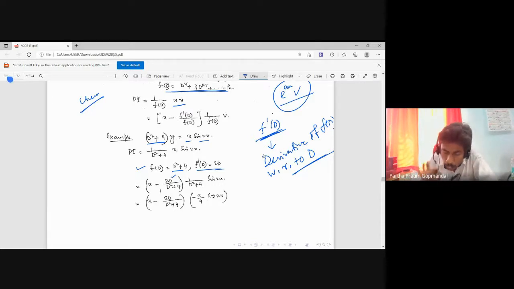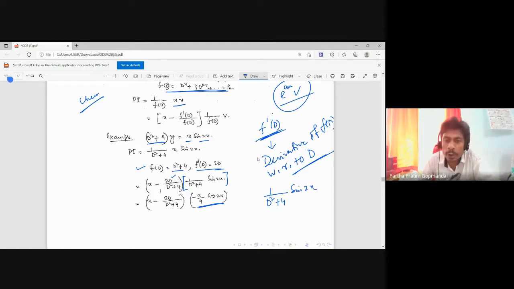So now we have to complete the derivation. See here, this is one operator, 1 by D square plus 4, that you have to operate on sine 2x. So this problem, the solution I have written here directly. So you have to check it. We have solved this problem actually earlier.